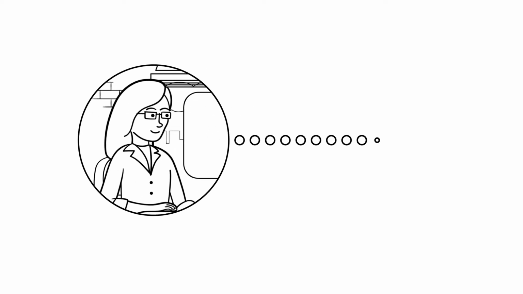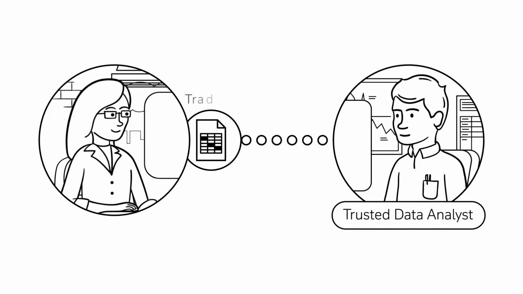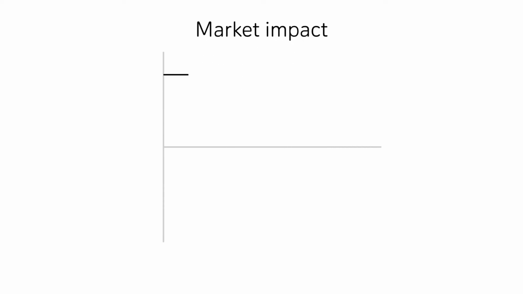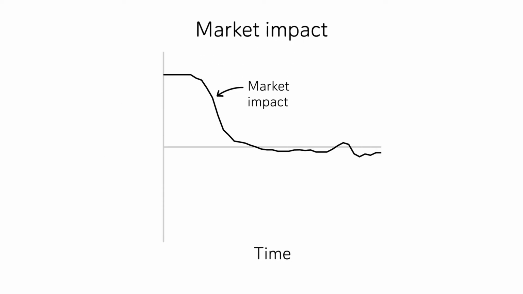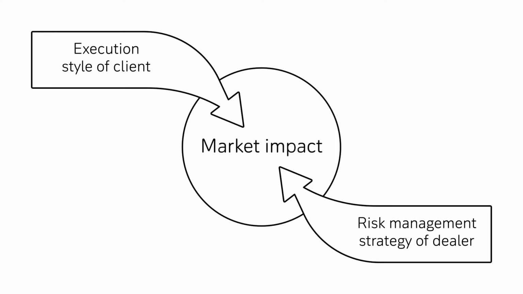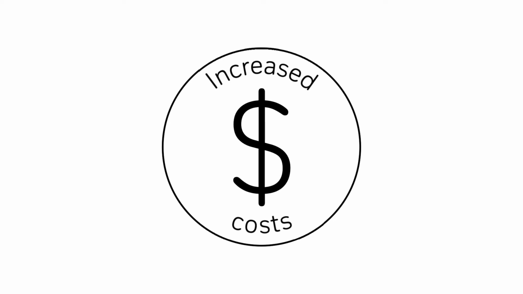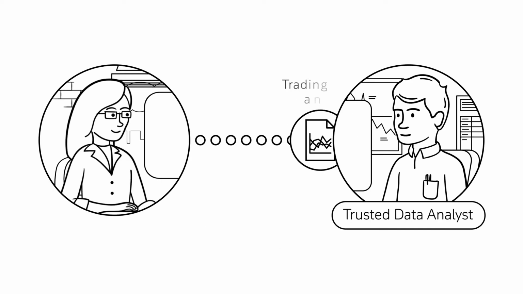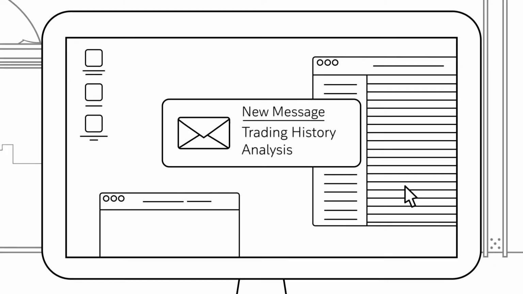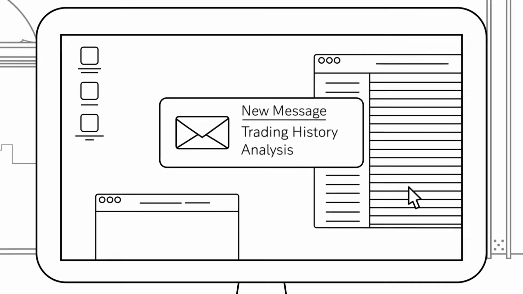To ensure her decisions are well informed, she shares anonymized historic trade data with a trusted data analyst for market impact analysis. Market impact can be measured as the change in price over a particular time horizon following a trade. It is affected by the execution style of the client and the risk management strategy of the dealer. Importantly, highly impactful trading can lead to increased costs. The analysis of Lucy's trading history provides two key insights that help in her quest to optimize execution performance.